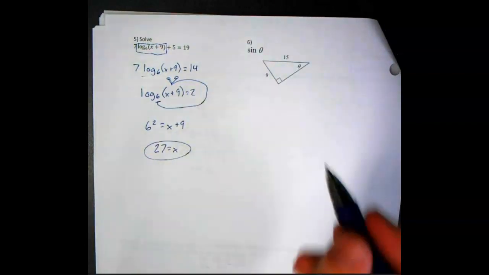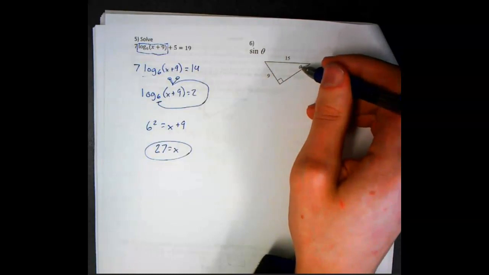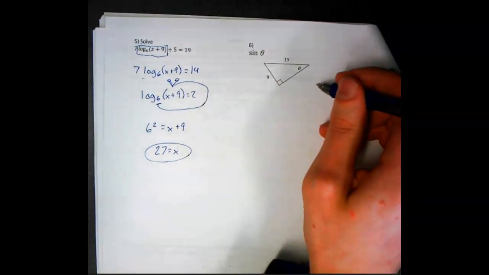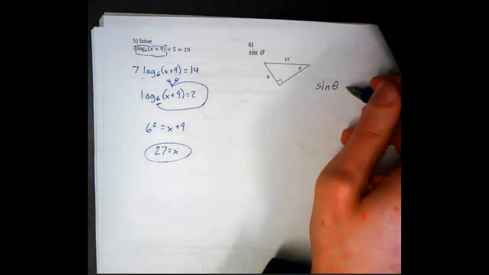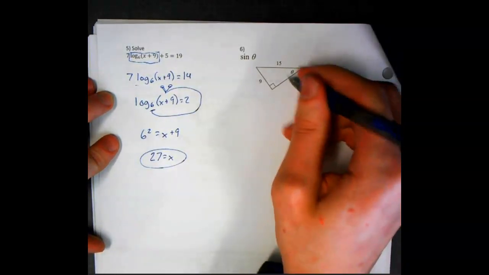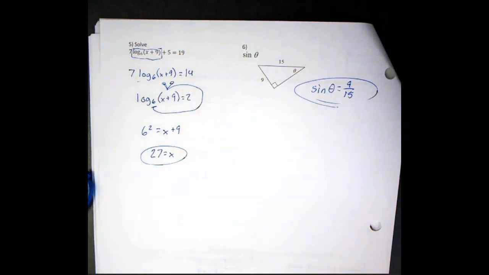And for our last problem tonight, we're trying to find sine of this angle right here. So that means we're first going to look at the side that is opposite. So sine of theta is going to equal that opposite side, which is 9, over the hypotenuse, which is 15. That is your answer.